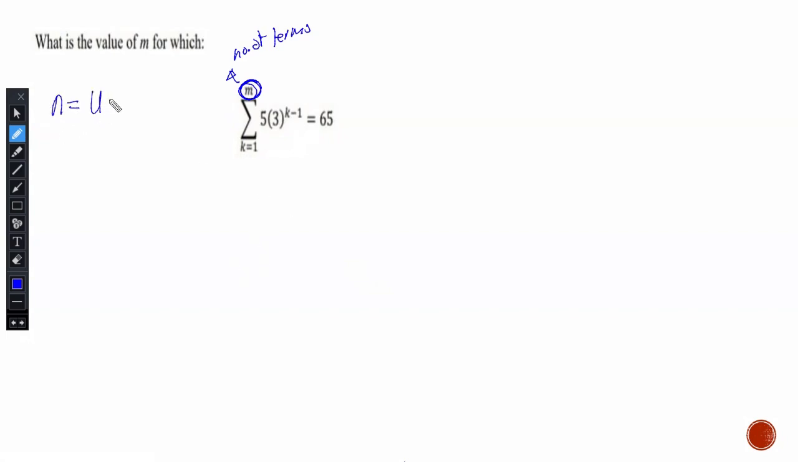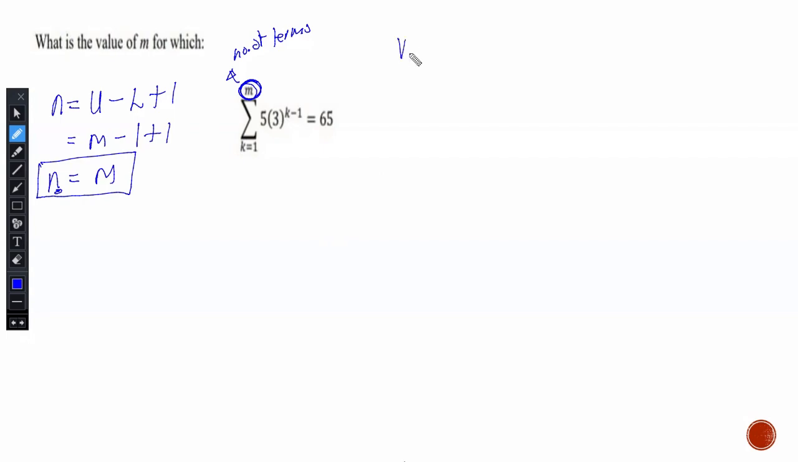n is equal to upper value minus lower value plus 1. Your upper value is m, your lower value is 1, then plus 1, right? So negative 1 plus 1, your n is equal to m. So remember, this n here is for the number of terms, and the number of terms is equal to m, so that means m here represents the number of terms. Okay, so now what are we supposed to do?